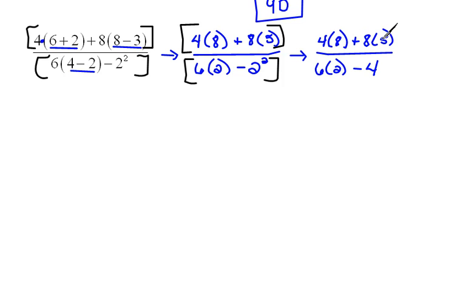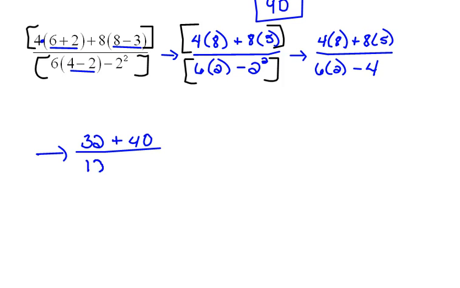Now we still have to work with the numerator and the denominator, so we don't have anything except for multiplication going on the numerator and the denominator. So I'm going to come down here. 4 times 8 would be 32, plus 8 times 5 would be 40. Now we've taken care of the multiplication on the top. Let's do the same thing on the bottom.